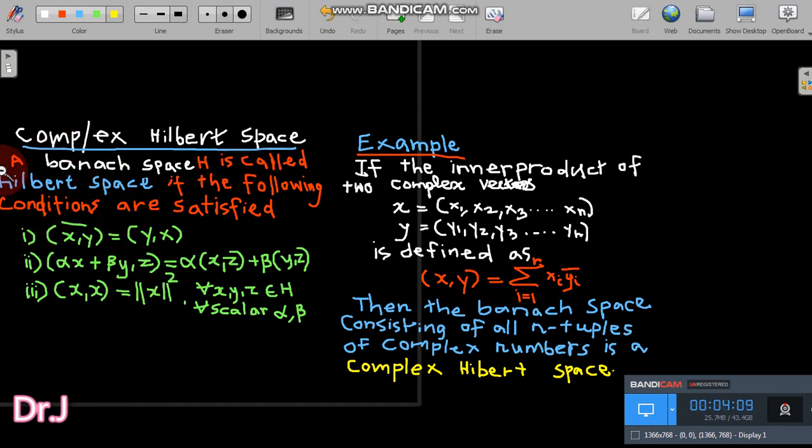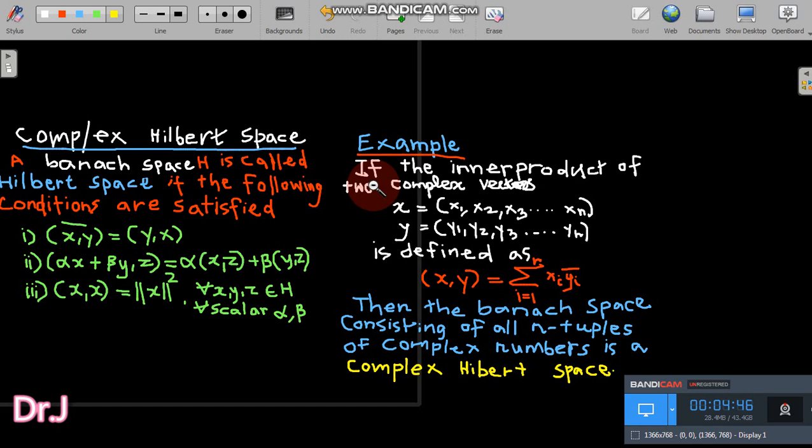The understanding point is that a Banach space H is said to be a Hilbert space if it satisfies these conditions, where x comma y is called the inner product. We know what the inner product is; in the previous video I explained it to you. So the conjugate of the inner product of x and y must be equal to the inner product of y and x. Second, the inner product of the combination is the sum of these inner products. Third, the inner product of x with itself must be equal to the norm squared of x.